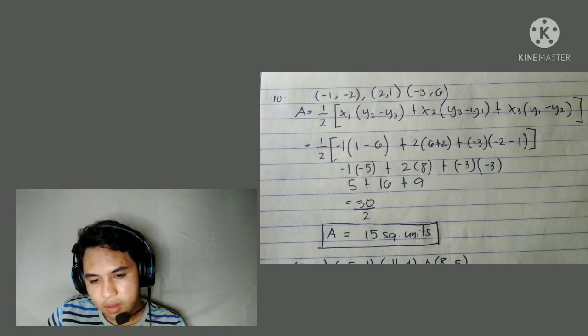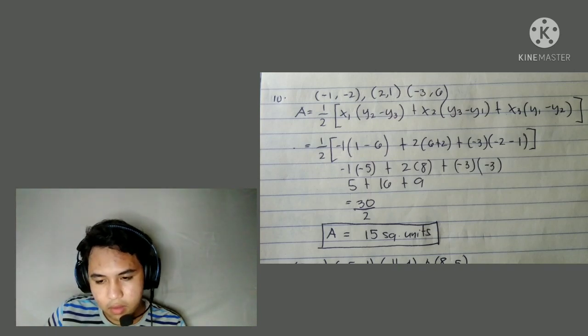If we simplify this, we will get 1/2 times the quantity -1 times (1 minus 6) plus 2 times (6 plus 2) plus 3 times (-2 minus 1). Simplifying again, we will have -1 times -5 plus 2 times 8 plus 3 times -3. Now we have 5 plus 16 plus 9. If we add them, we will get 30. Since we have our 1/2, we multiply to get 30 over 2, and our area is equal to 15 square units.